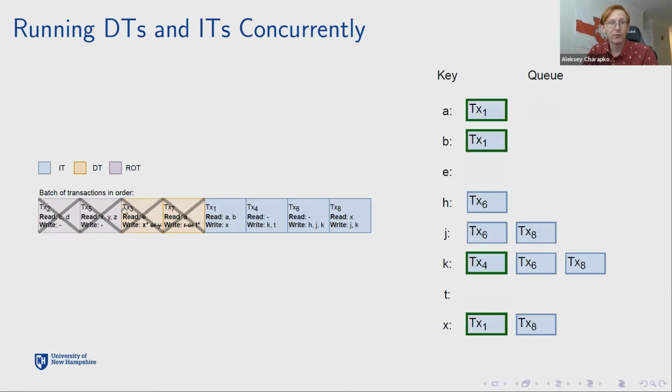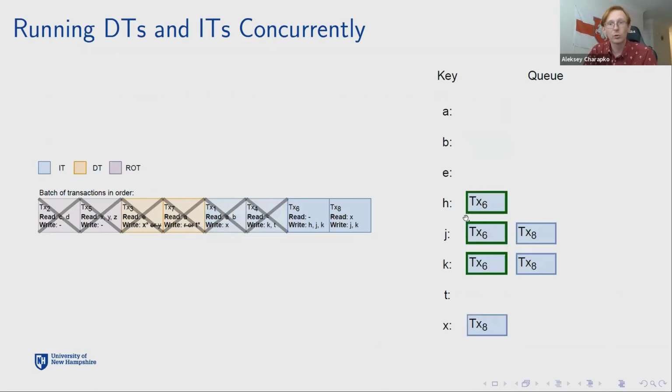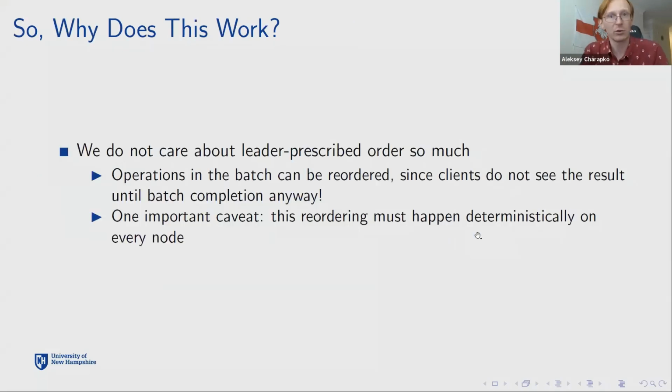So once transactions 3 and 7 are gone, we update our log table. At this point, transaction 1 can execute because all of its keys are at the head of their queues. Transaction 4 can execute. And transaction 6 still cannot run until transaction 4 is done. So we wait here. We don't touch this, and eventually we'll execute transaction 6 and then transaction 8 after that. So that's kind of the gist of it.